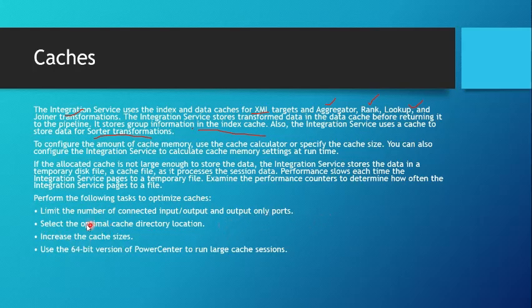So how do we optimize the cache? Limit the number of connected input and output only ports. Select the optimal cache directory location. Increase the cache size. Use the 64-bit version of PowerCenter for large caches.